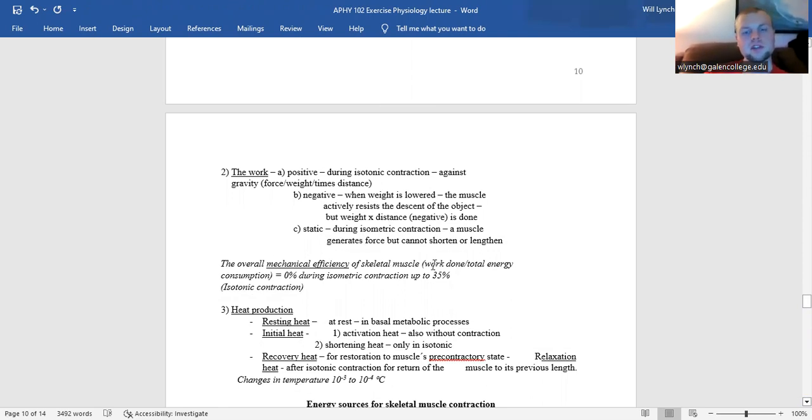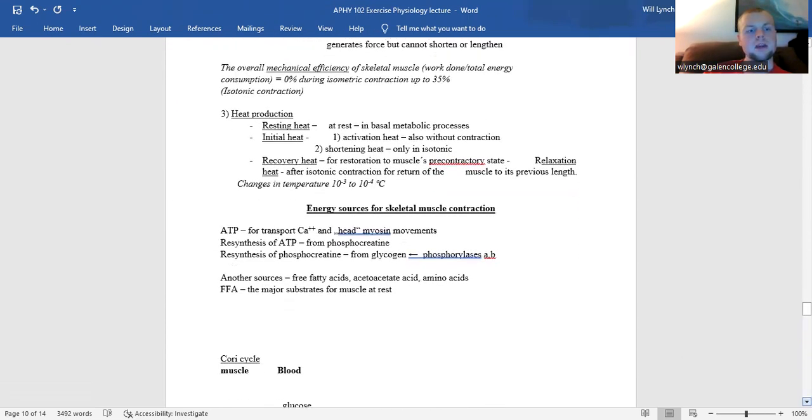Overall mechanical efficiency of a skeletal muscle is going to be the work done divided by the total energy consumption. It's going to be 0 during isometric contraction, up to 35% during isotonic contraction. We're going to have heat production, of course, at all times. At rest, skeletal muscle is going to be producing heat.